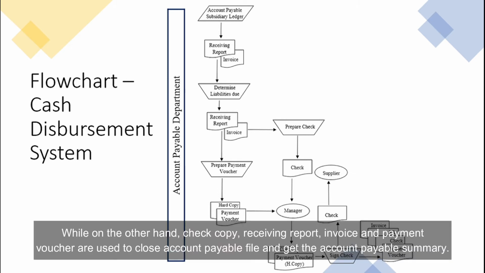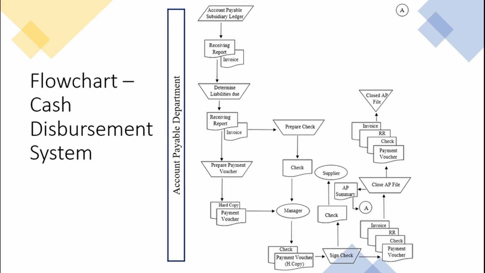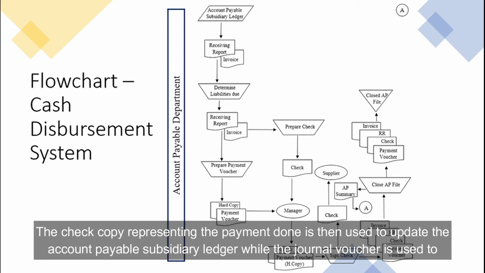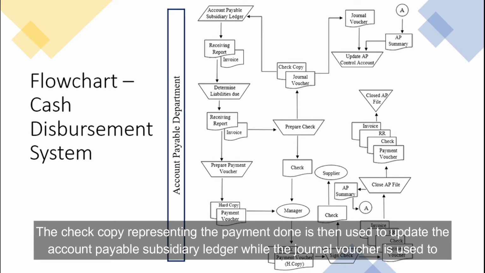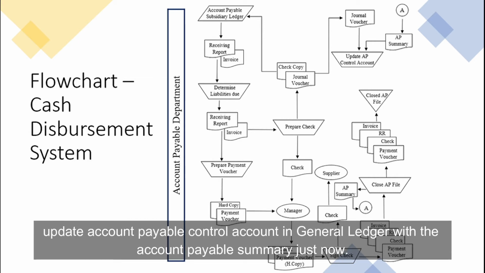While on the other hand, check copy, receiving report, invoice, and payment voucher are used to close account payable file and get the account payable summary. The check representing the payment done is then used to update the account payable subsidiary ledger, while the general voucher is used to update the account payable control account in general ledger with the account payable summary just now.